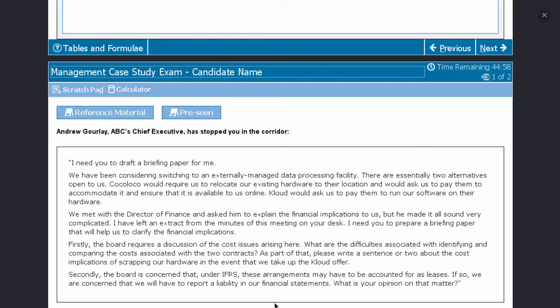We met with the Director of Finance and asked him to explain the financial implications to us, but he made it very complicated. I have left an extract from the minutes of this meeting on your desk. I need you to prepare a briefing paper that will help us to clarify the financial implications. Firstly, the board requires a discussion of the cost issues arising here. What are the difficulties associated with identifying and comparing the costs of the two contracts? As part of that, please write a sentence or two about the cost implications of scrapping our hardware in the event that we take up the cloud offer. Secondly, the board is concerned that under IFRS, these arrangements may have to be accounted for as leases. If so, we are concerned that we will have to report a liability in our financial statements. What is your opinion on that?